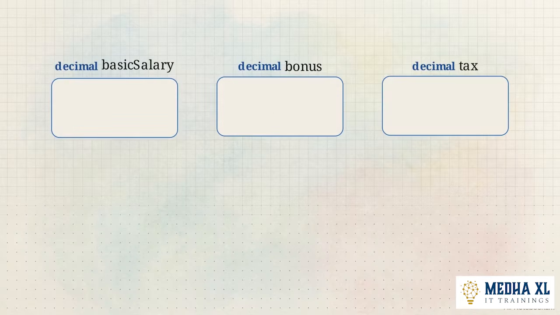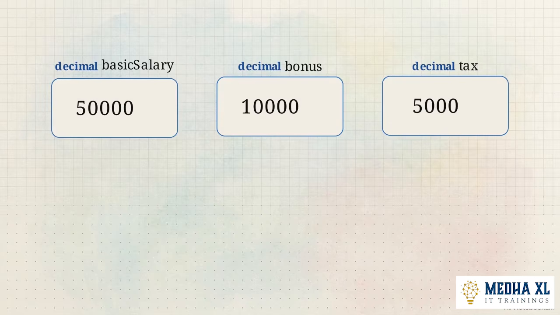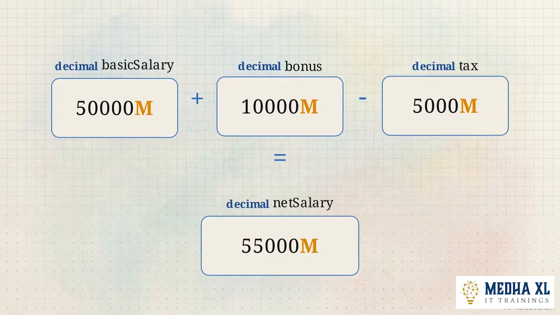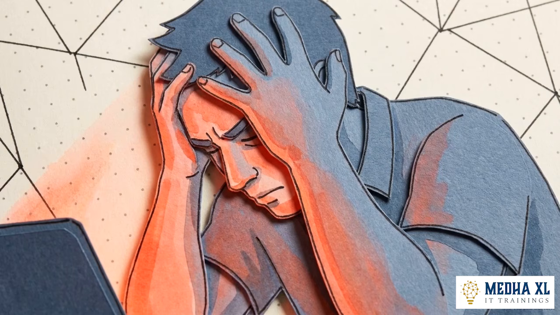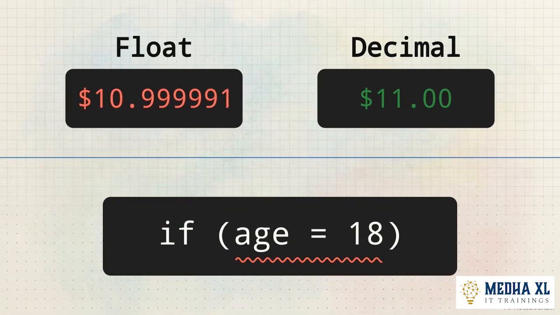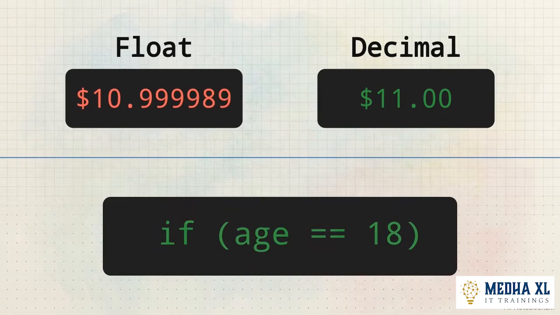First, we set up 3 memory blocks for financial data. We declare them as decimal variables, ensuring each ends with the M suffix. Now we use arithmetic operators. We add basic salary and bonus, subtract tax, and assign the result to a net salary variable. This process is where beginners often trip up. Using a standard float instead of a decimal for money will cause rounding errors, and confusing the single equal sign used for assignment with the double equal sign used for comparison will break your logic entirely.